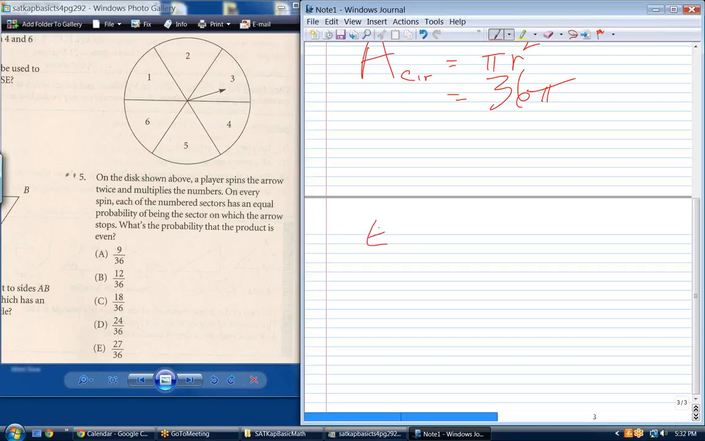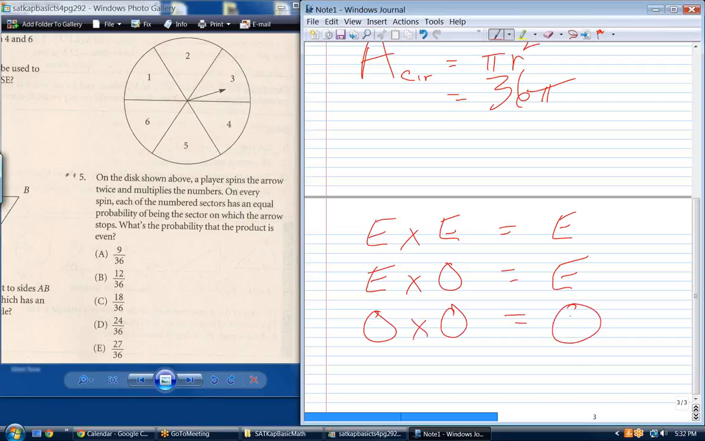If I multiply even times even, what do I get? Okay. What if I multiply even times odd? Even. Okay. And the only other choice is odd times odd, which is odd. So the probability that the product is even, there's twice as many ways to get even than odd.